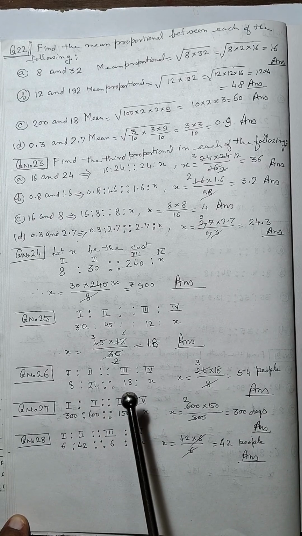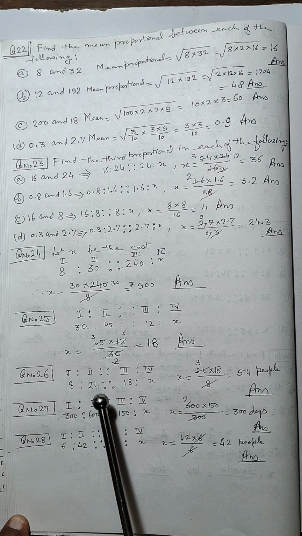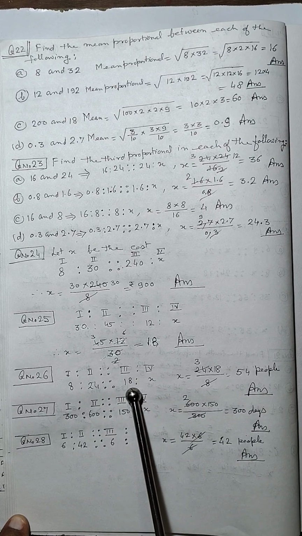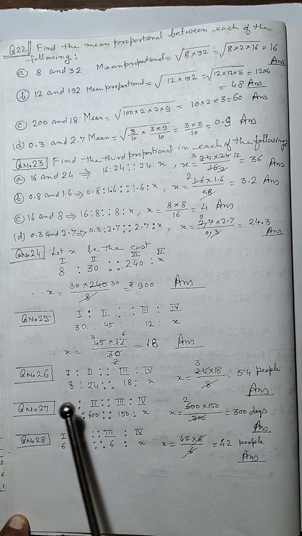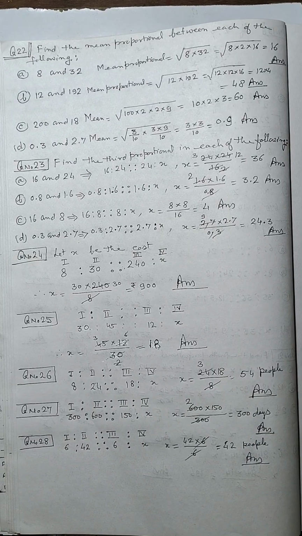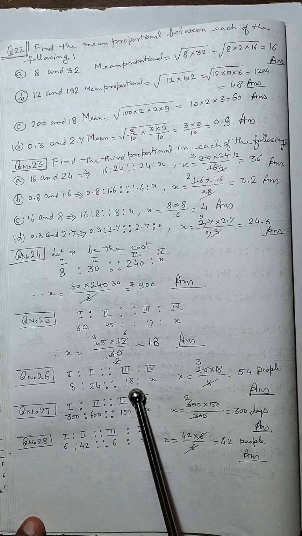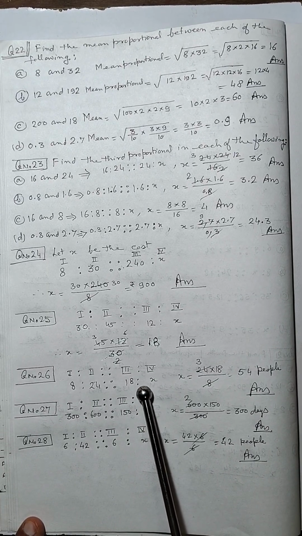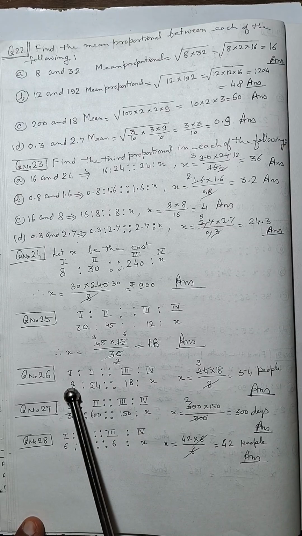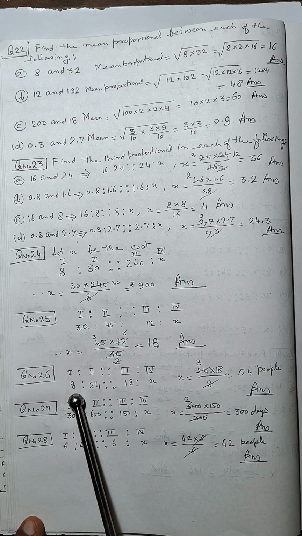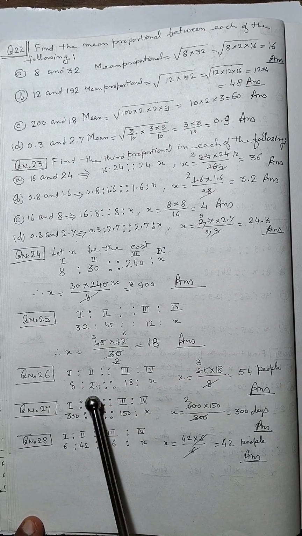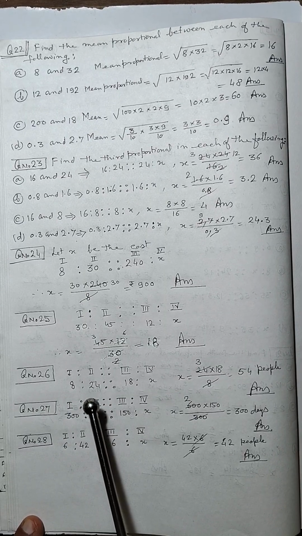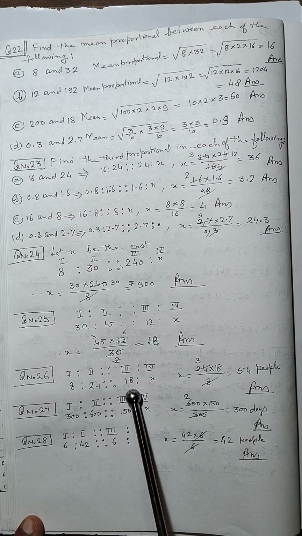For 24 days there are 18 people. 18 people can finish the work in 24 days. If you want to finish the work in 8 days, how many people will be required? So we only have to determine less or more. There will be a need of more persons because the days are less. Days are less because you have to complete the work in 8 days. Earlier it was 24 days. To complete the work in 24 days, there was a requirement of 18 people.